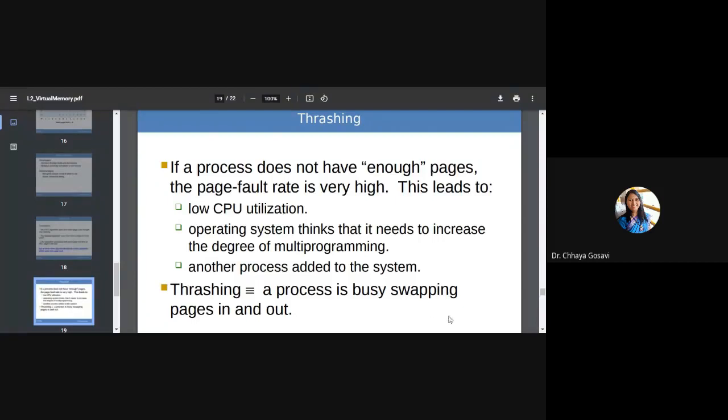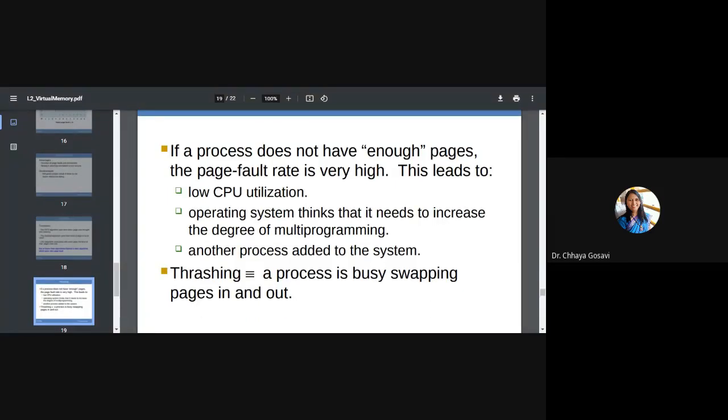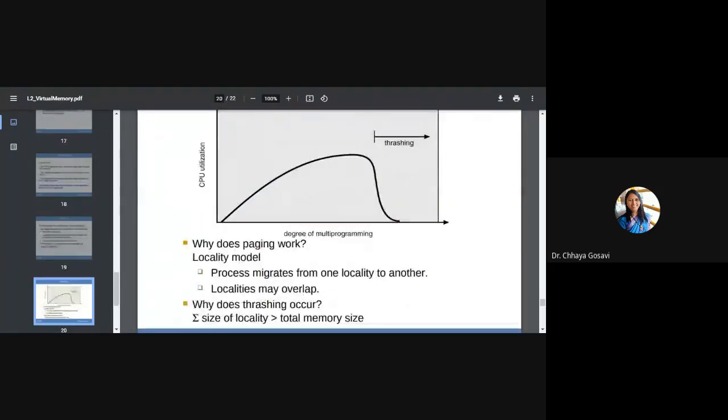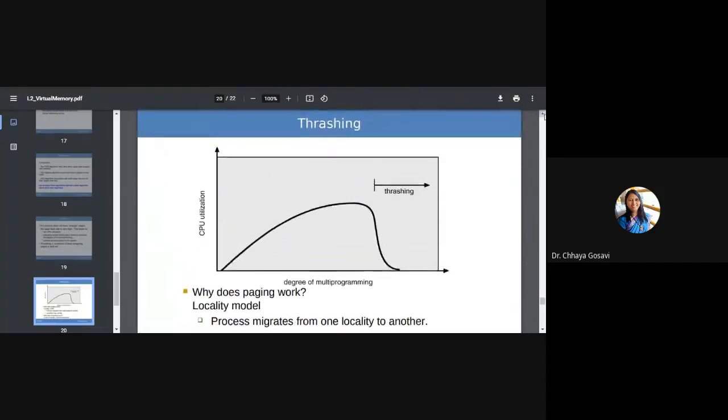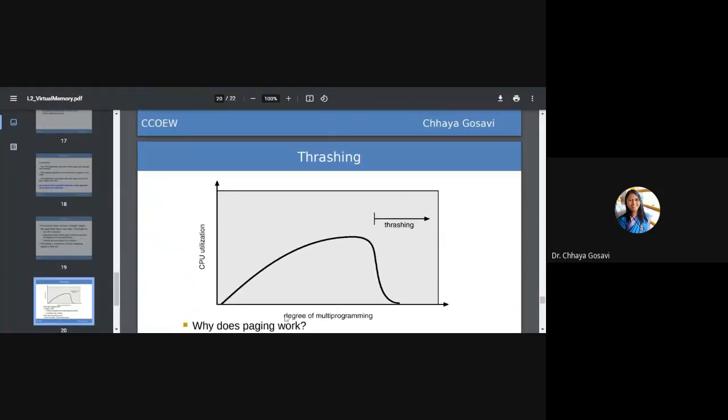And what is thrashing? Thrashing is when a process is busy swapping pages in and out. I'll show you this graph. On the x-axis we have the degree of multi-programming, and on the y-axis we have CPU utilization. First the operating system has only one process, and CPU utilization is very low. Then the operating system adds 2 processes.